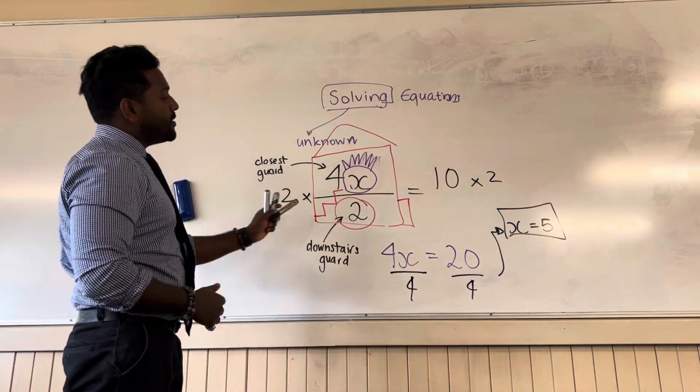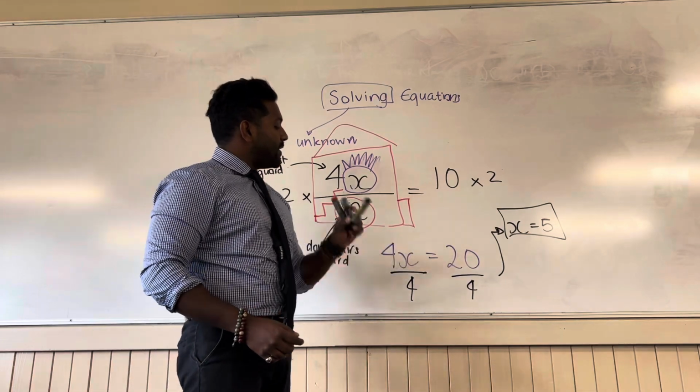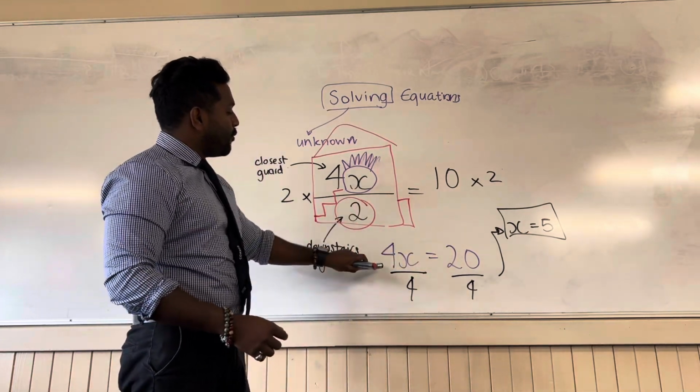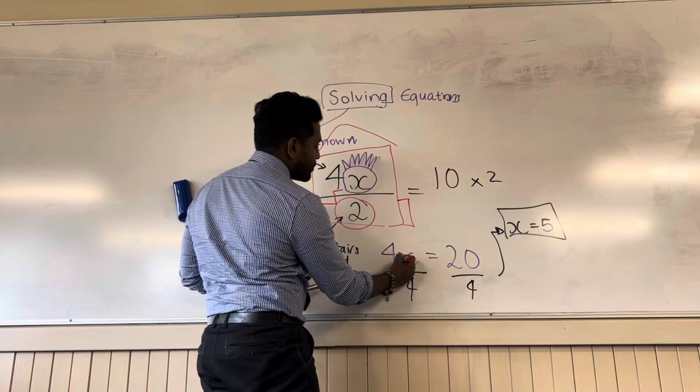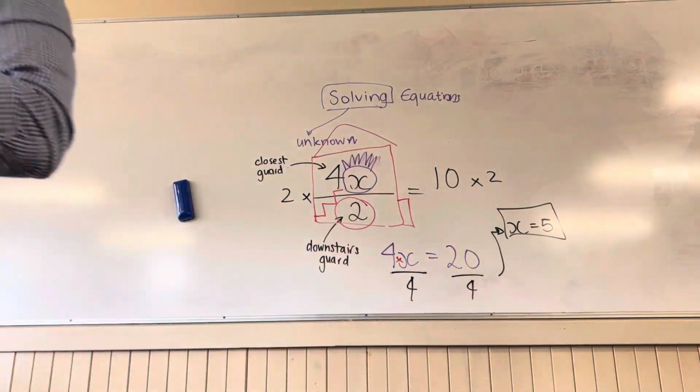The opposite operation is times 2 on this side. You're left with now 4x is equal to 20. In order to remove this 4, you have to do the opposite of 4 times x, which is divide. And then you're left with that particular answer.